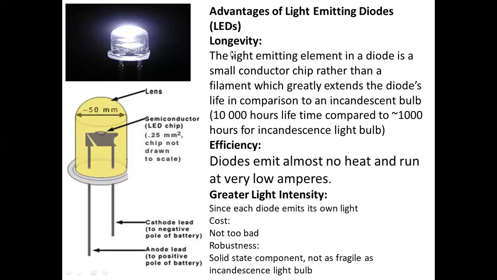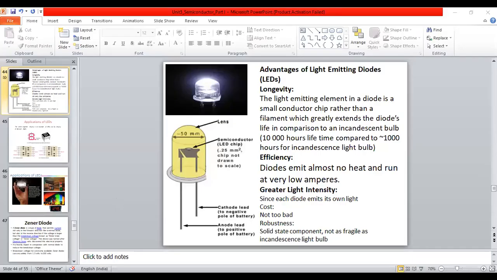Because of that tungsten, if we continuously use it, the heat will increase over there. If the heat increases, then the tungsten filament will heat up and it will break. But here in the LED, rather than a filament, we are using a small conductor chip. This is the small chip. This small chip extends the bulb life, the LED life.